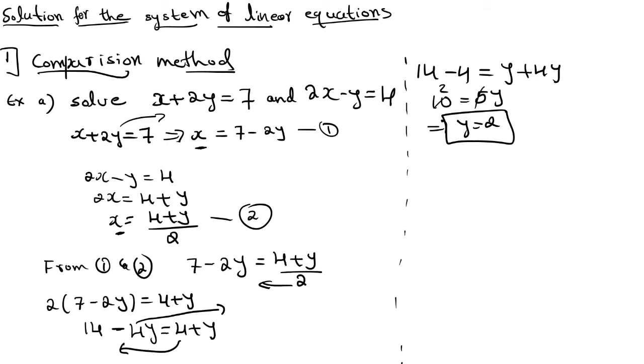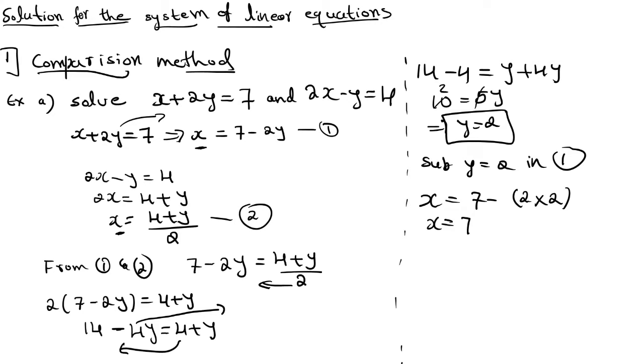Now see, we have the y value. To calculate the x value, substitute the y value in any one of the equations. Substituting y equal to 2 in equation 1, what will you get? X equal to 7 minus 2y, that is 2 into 2. Right? In place of y I am substituting 2. So x equal to 7 minus 2 into 2 equal to 4. X value is equal to 7 minus 4, its value equal to 3. Therefore x equal to 3 and y value equal to 2.